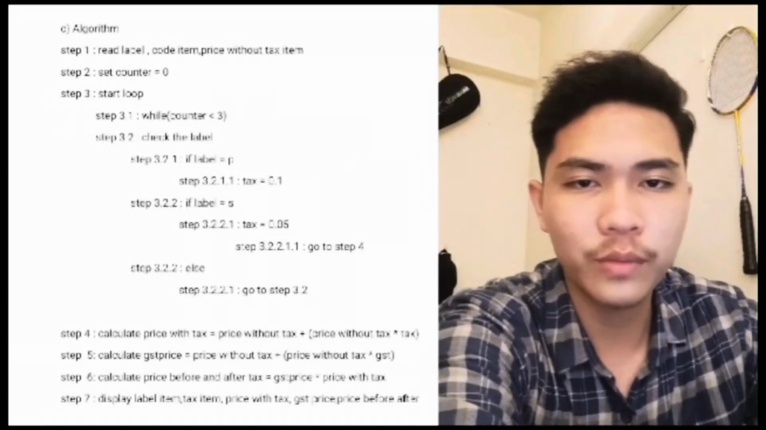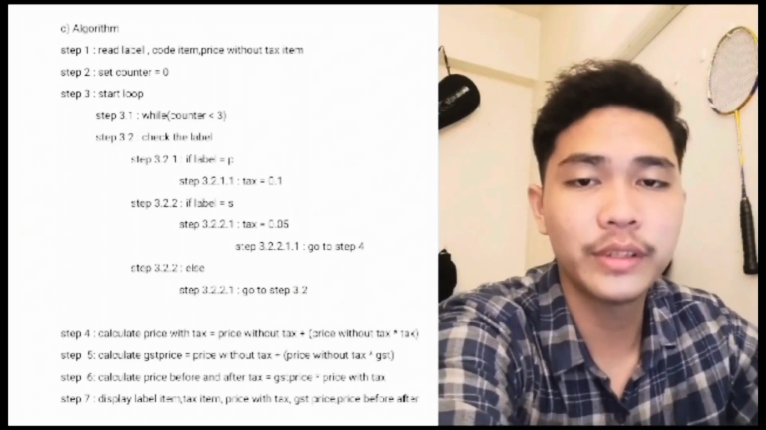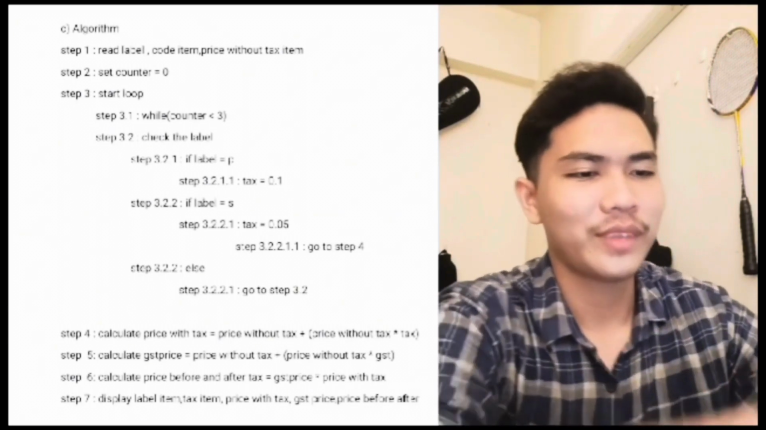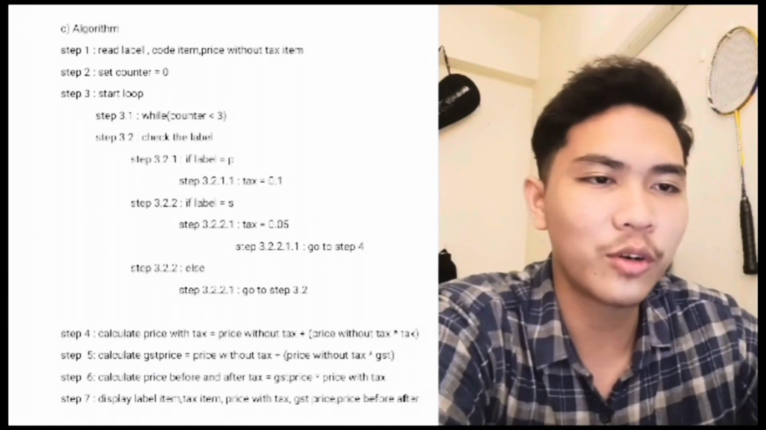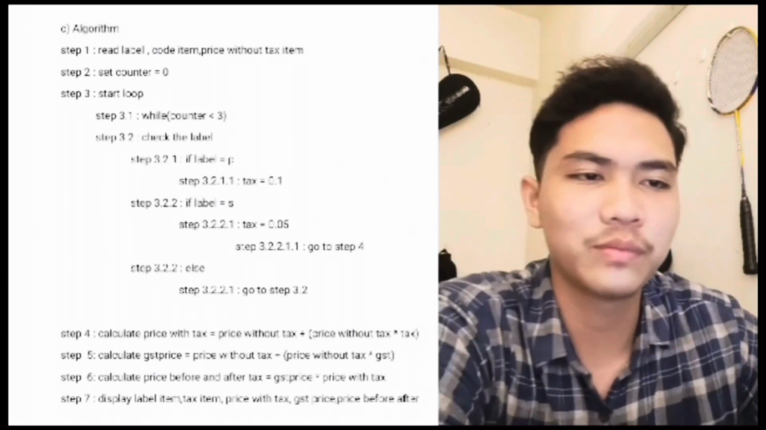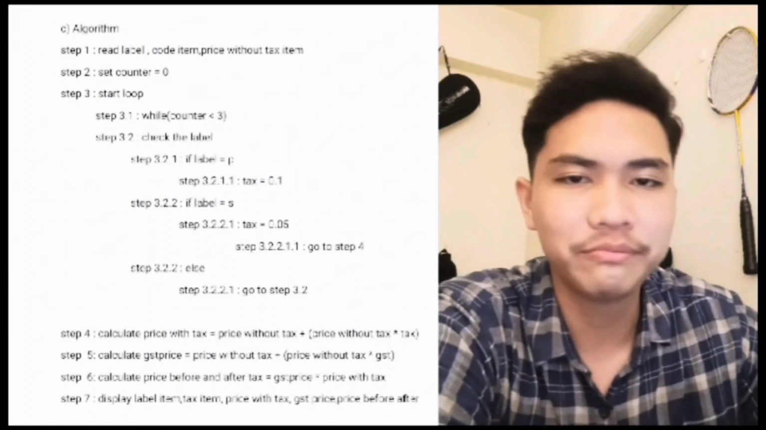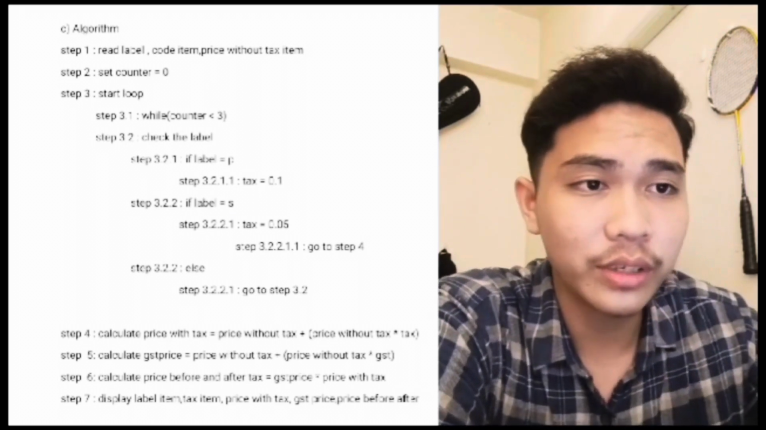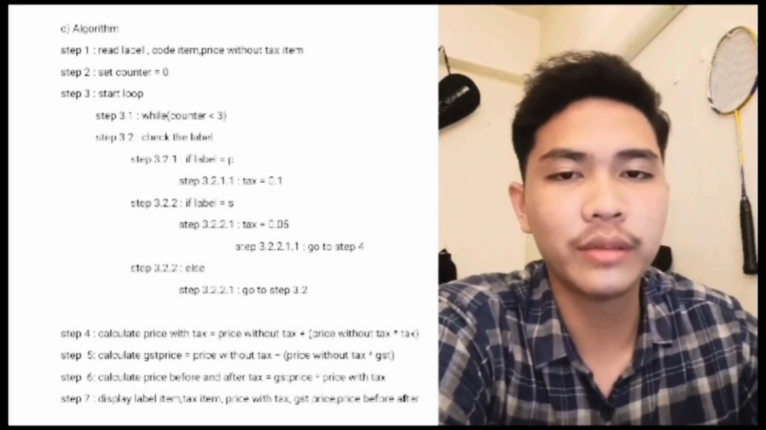Assalamualaikum warahmatullahi wabarakatuh. My name is Muhammad Ainul Harid, and my matrix number is 01DDT23F1093. Okay, we proceed to the next, which is the algorithm.